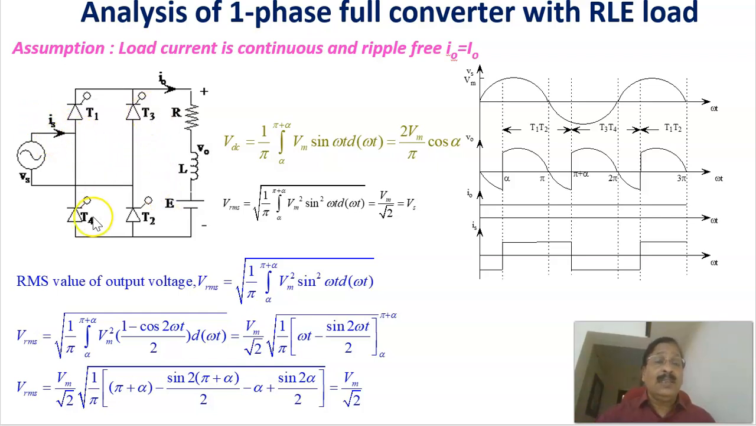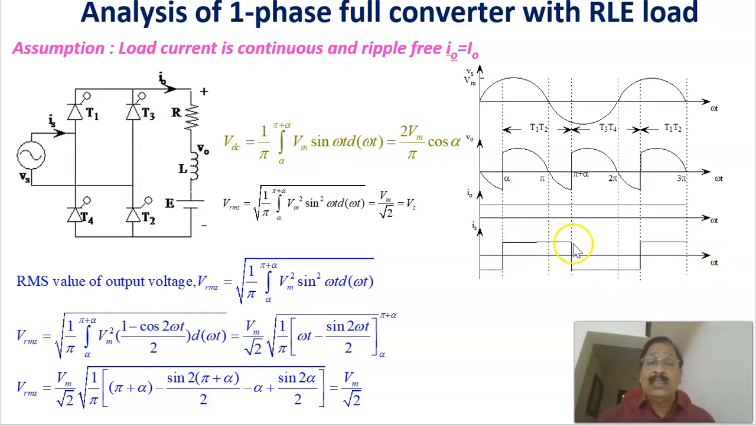Now, when T3 and T4 are conducting, the current through the load is in the same direction, but the source current is now reversed. That is why, if you plot the source current, we get a square waveform.